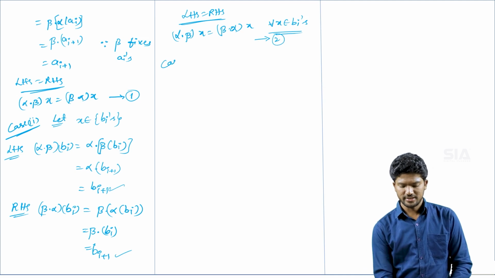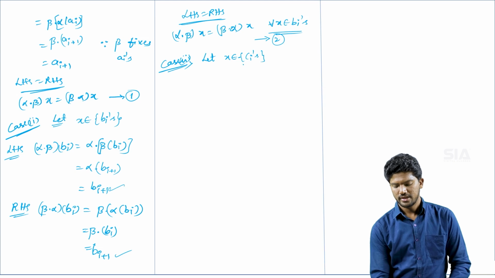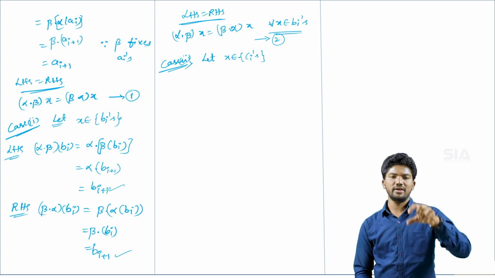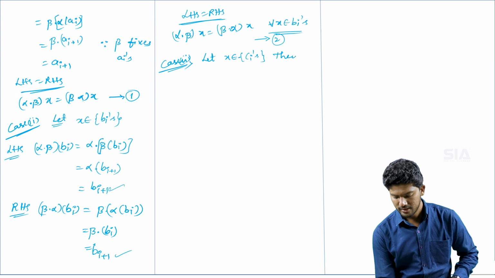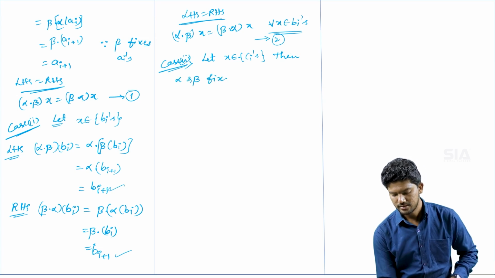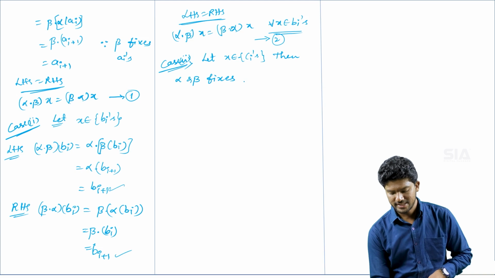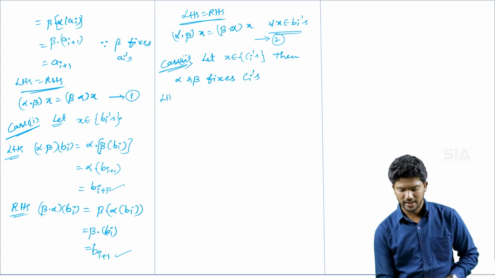So now in case 3, let me take x belongs to c suffix i's. Whenever you take x belongs to c suffix i's, then alpha and beta fix c suffix i's. That means you can take the LHS.